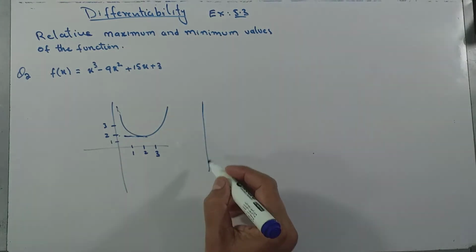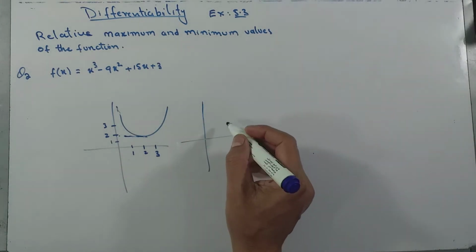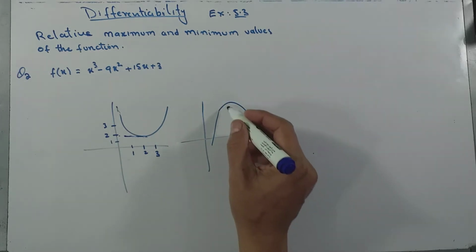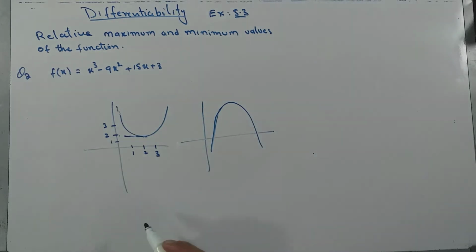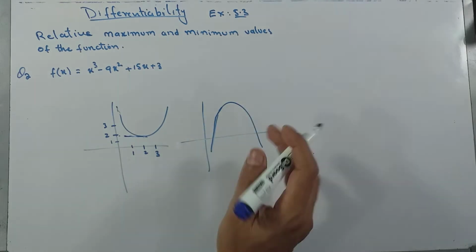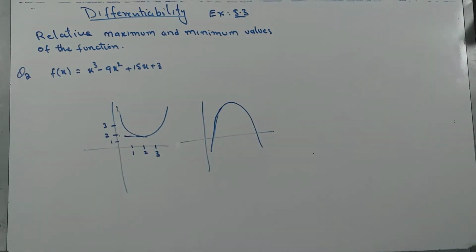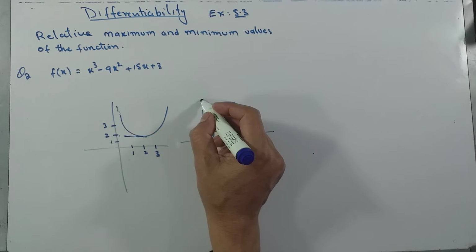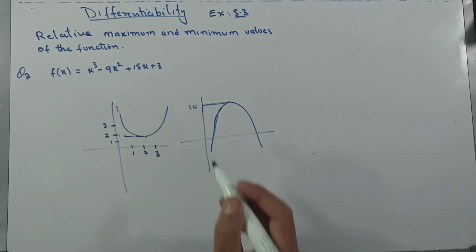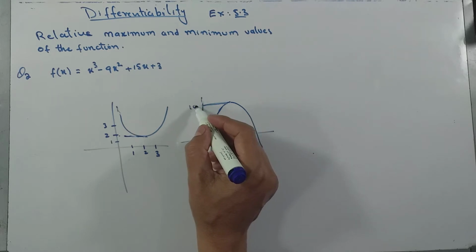And if I draw another curve, let's say this one is another curve. This is called cup down shape. This was cup up shape and this one is cup down shape. It will always have a maximum value. Maximum value means this is the maximum value. Let's say it is 10. So suppose this y value is 10.